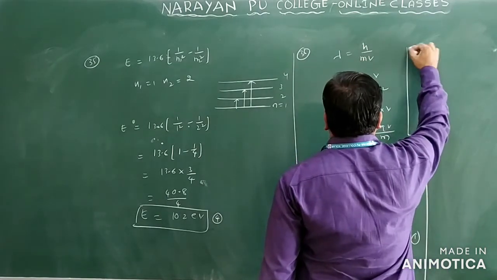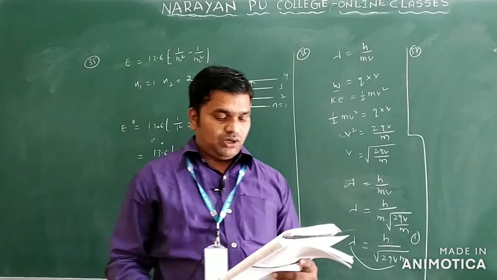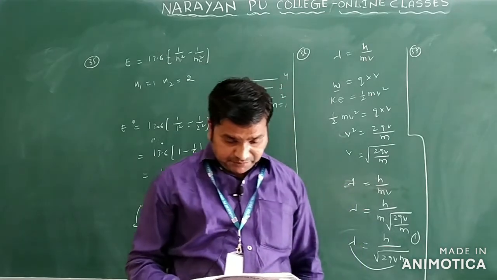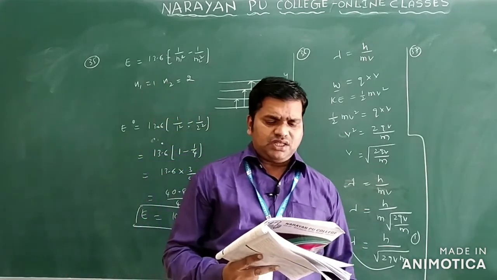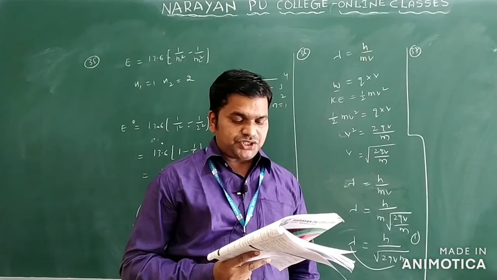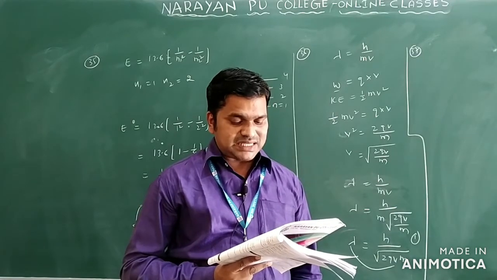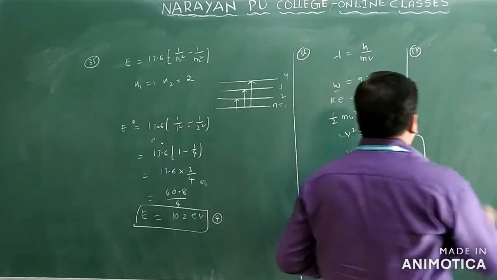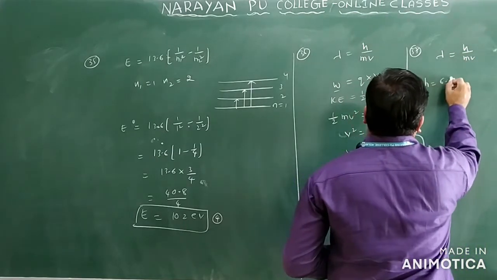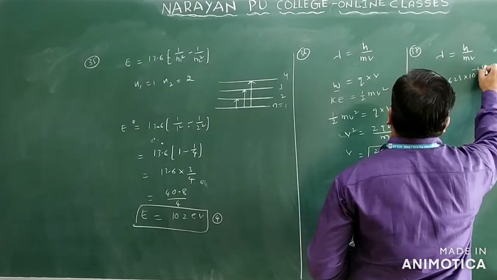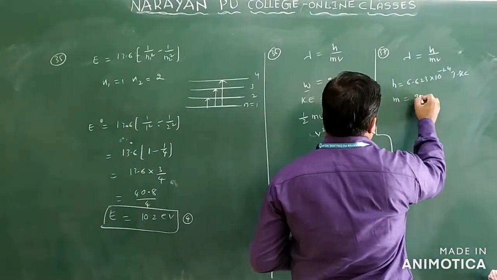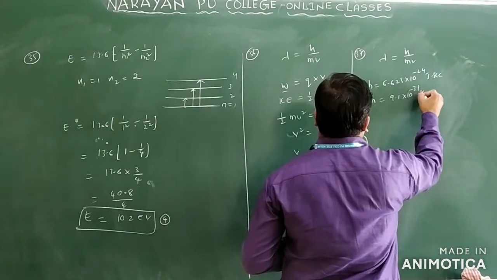Now we see the next question, 37. What should be the wavelength of an electron with mass 9.1 into 10 power minus 31 kilogram and velocity 1 by 10th of the velocity of light, and the value of h is given as 6.625 into 10 power minus 34 joule second. Again, you have to find the wavelength. The formula is lambda is equal to h by mv, where mass of electron is 9.1 into 10 power minus 31 kilogram.